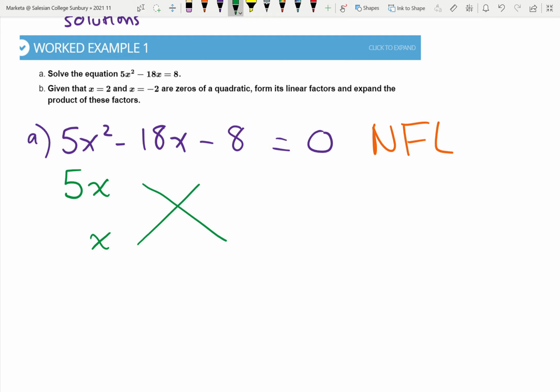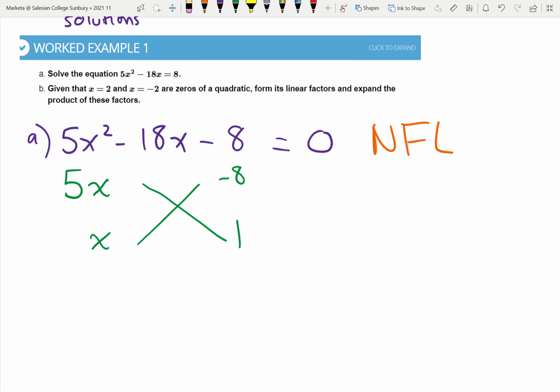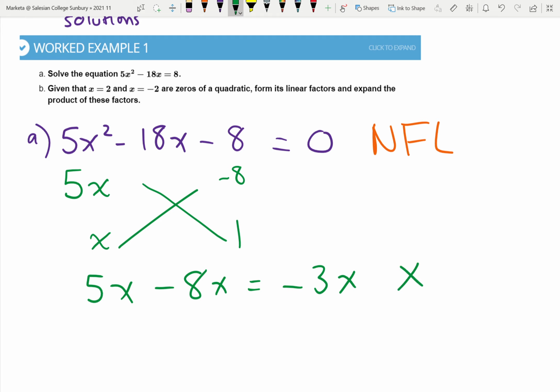So let's look over this side for negative 8. There are a lot of ways I could make negative 8. I could say negative 8 times 1 equals negative 8. Well, that's not going to be very good, because 5x times 1 is 5x, and x times negative 8 is negative 8x. So that's going to be negative 3x, and that's not our middle term. What we want to get to is negative 18x. So that won't do, so I'll cross these out.